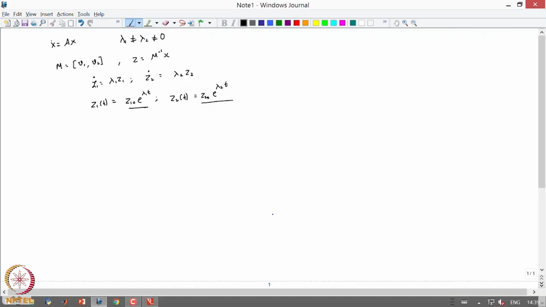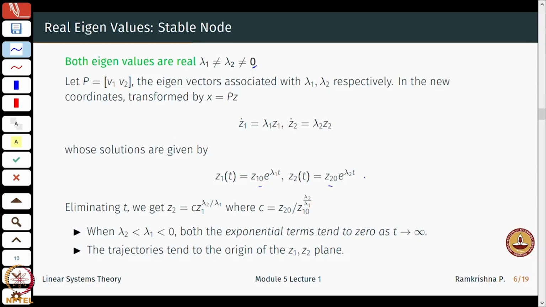How do I eliminate t? So, I have these two equations, right. Z1 dot is lambda 1 Z1, Z2 dot is lambda 2 Z2. So, I just have dz2 by dz1 can be written of the form lambda 2 by lambda 1 times Z2 over Z1. And I can do all the calculus that I know of solving integral equations, and I just end up with the solutions like this, with C depending on the initial conditions and so on. So, this is easy to check.